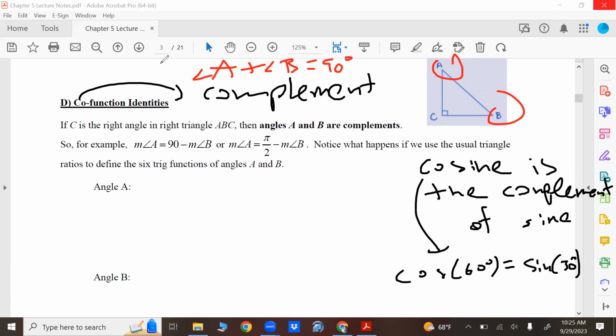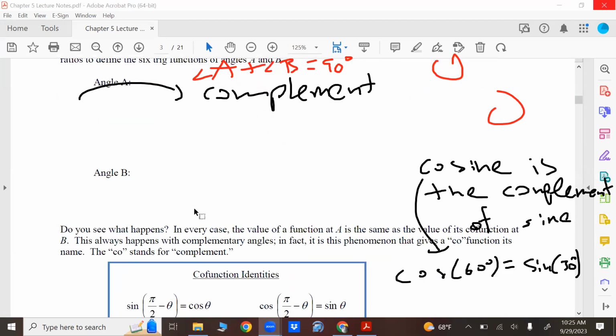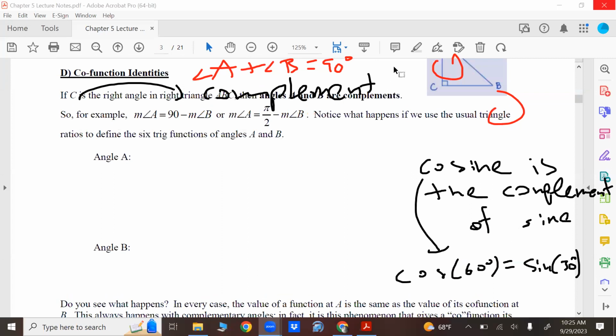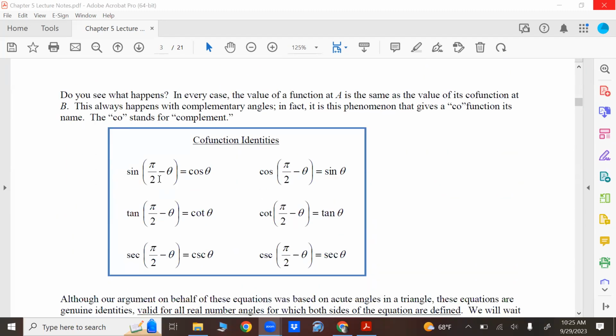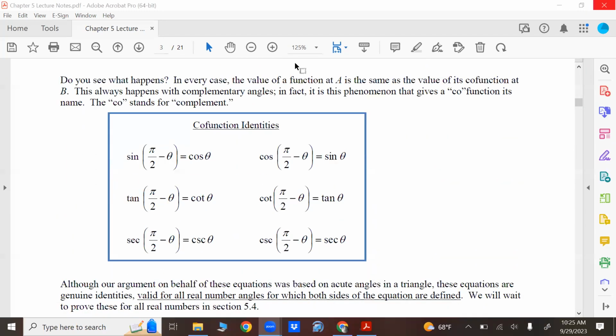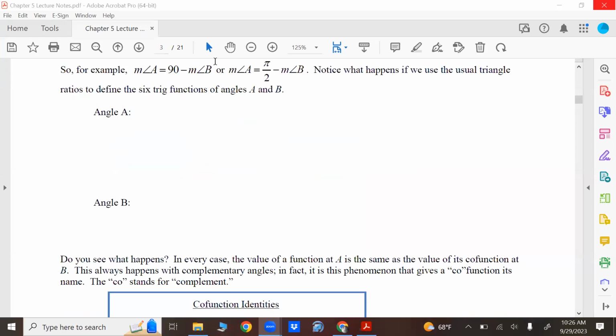I don't know if we necessarily have to go through this derivation. I'll just give you the identity straight up. I don't think we have to go through the derivation. Do you guys get the idea? Yeah, so just know this. We could just cross this off.